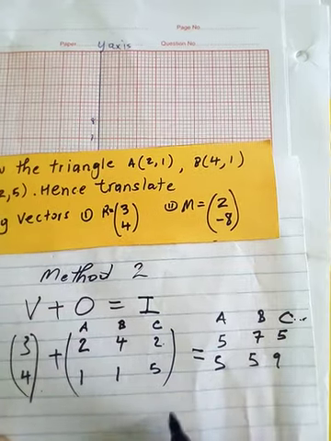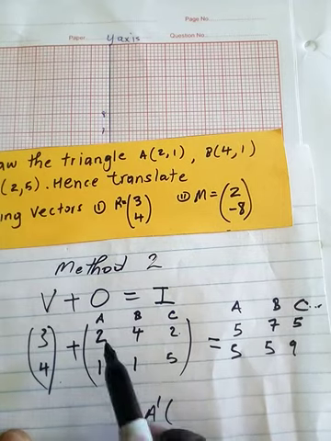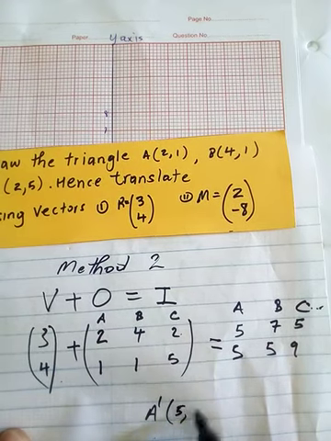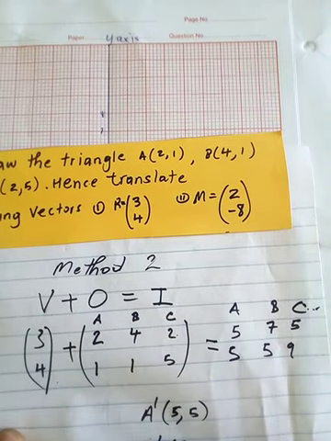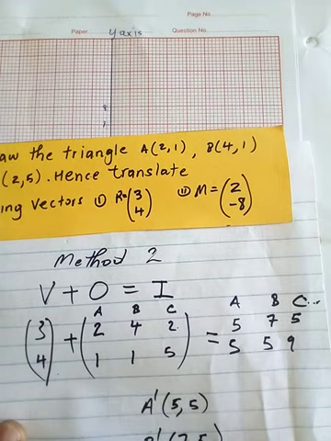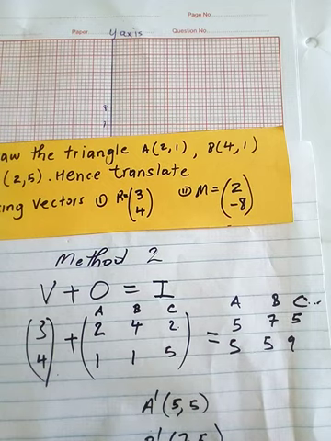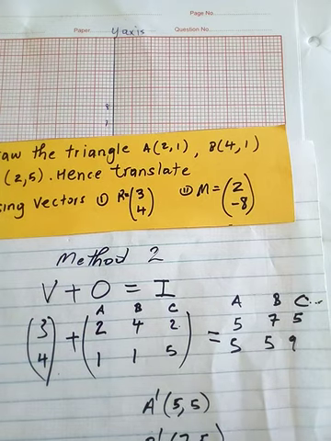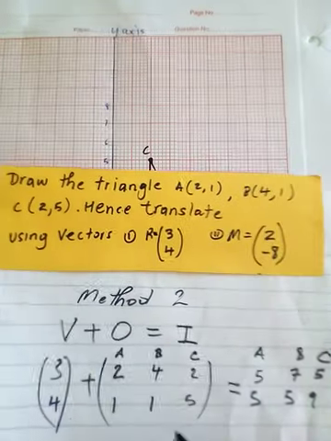So A becomes A prime, because now the image point would be (5, 5). For B prime, the new point would be (7, 7). And for C prime, we use prime to represent the image point, and it would be (5, 9). So this is another method of finding the points to create the new object. We can just count the spaces, or we can use this formula, vector plus object.